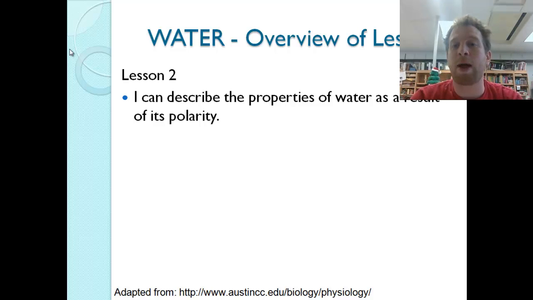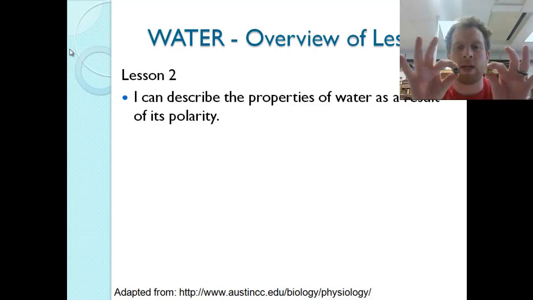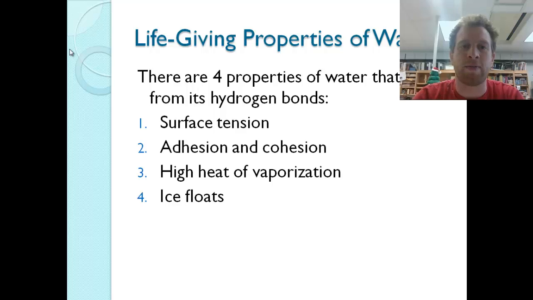Okay, so we're going to talk about the properties of water, so things that we can use to characterize or describe water as a result of that polarity. Remember, that polarity is like that positive and that negative side of the water molecule. Okay, let's give a quick start. So there's 4 properties we're going to talk about, or 4 characteristics that result from that hydrogen bond. Okay, there's surface tension, adhesion and cohesion, high heat of vaporization, and then the fact that ice floats.